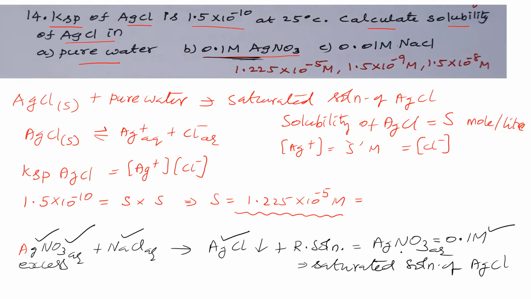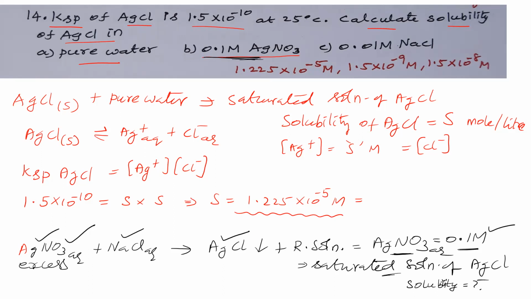So in the resultant solution, silver nitrate is there at 0.1 molar concentration, and this resultant solution is saturated with silver chloride. Now what they are asking is the solubility of AgCl. That is what we have to find: the solubility of AgCl.